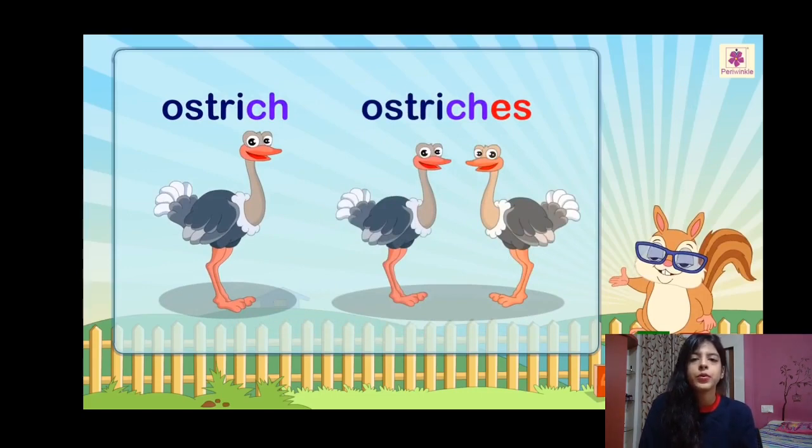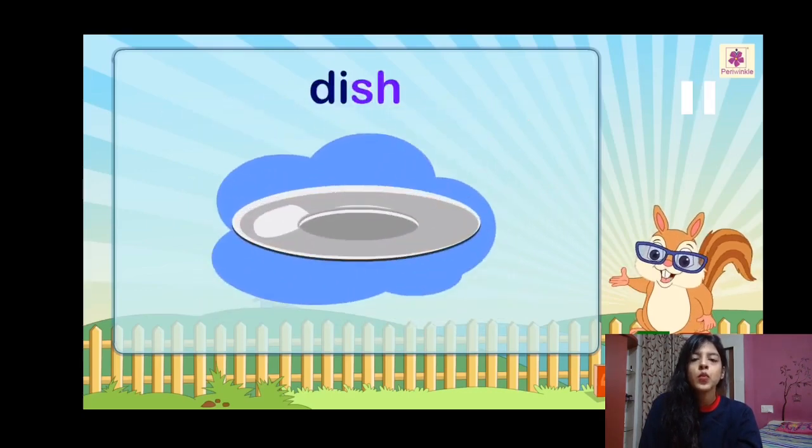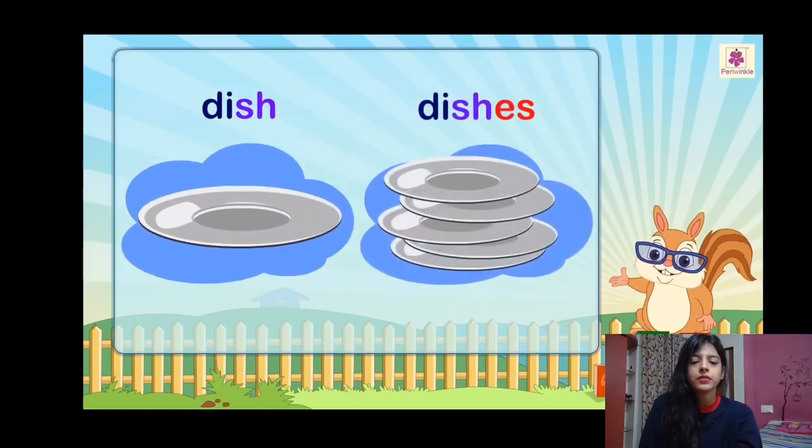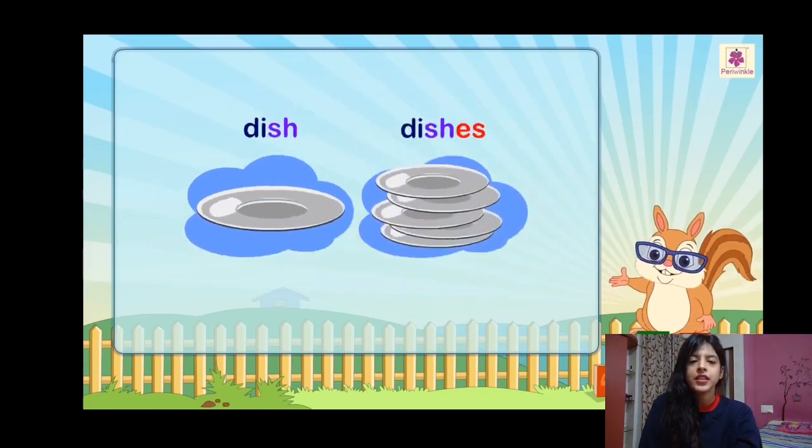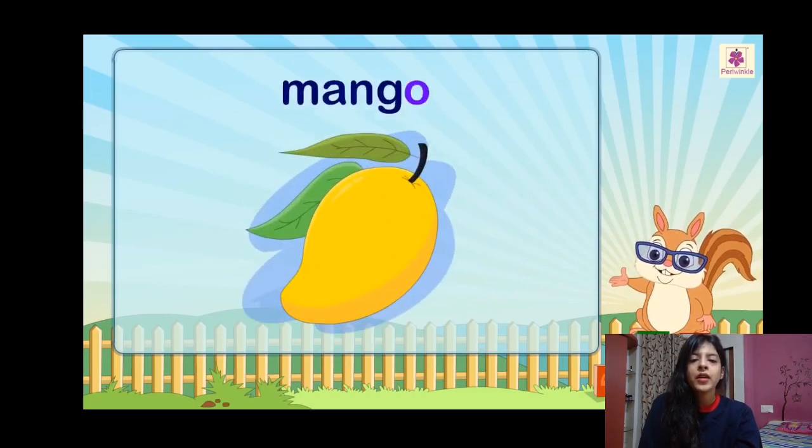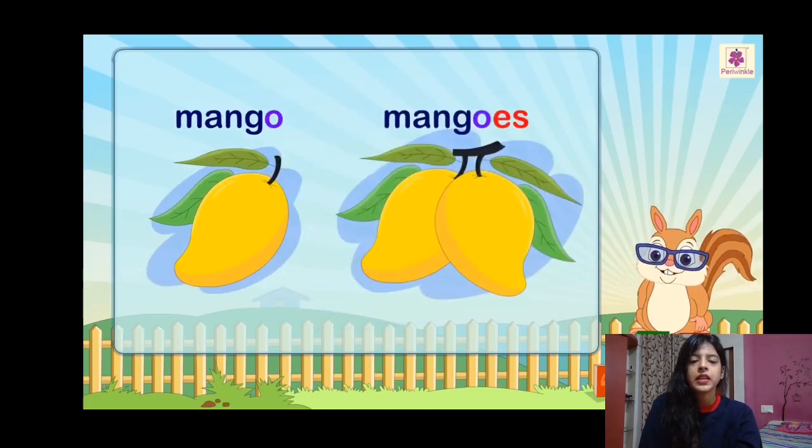Okay, plural noun. Plural means more than one. That means not singular. So you can see one ostrich and many ostriches. One dish. Dish ends with SH. So we will add ES at the end to make it a plural noun. Dish and dishes. Mango. Mango ends with O. So we will add ES at the end of the spelling to make it a plural noun.